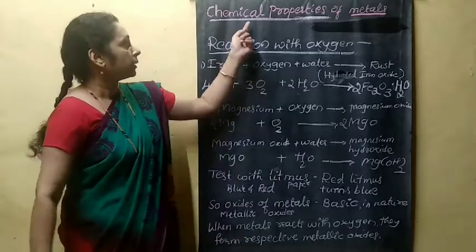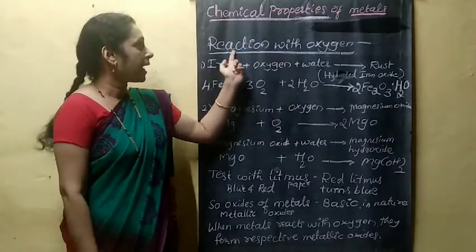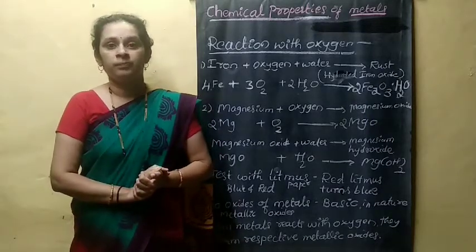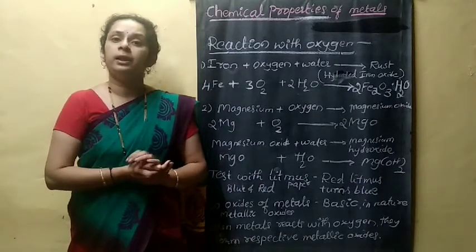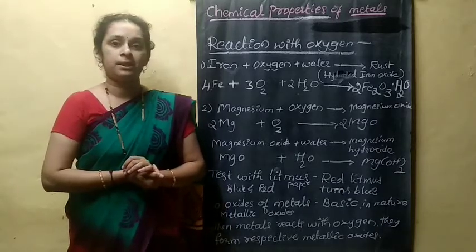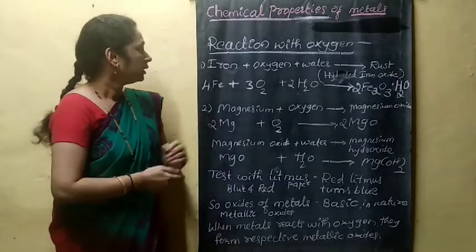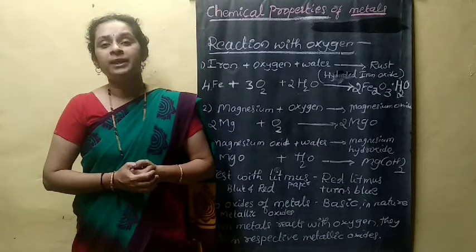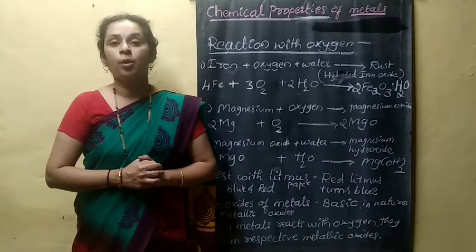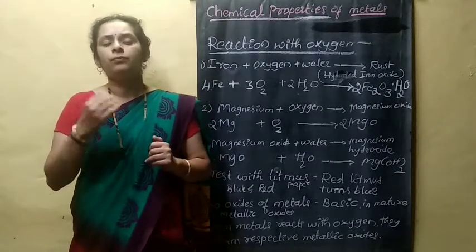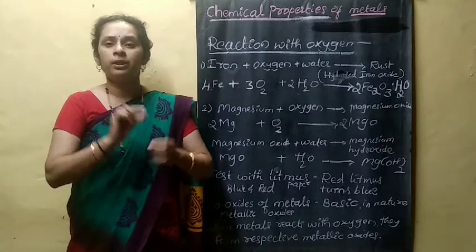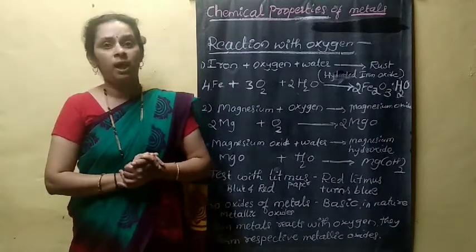Okay. Chemical properties of metals: the reaction of metals with oxygen. You know that metals are electropositive. They donate electrons. For example, you take an iron nail and keep it in moist air or in a moist place. After 3 to 4 days or after 1 week, observe that iron nail. What happens? You will come across a brown color coating on the iron nail.